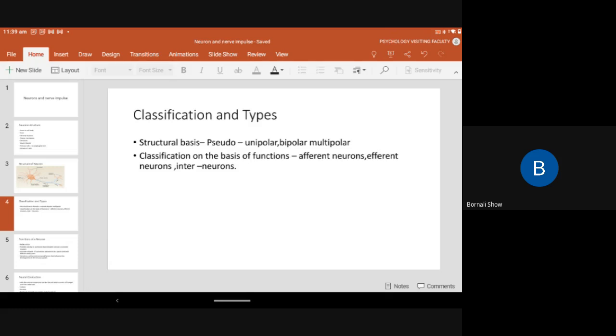Now, classification on the basis of functions. Functions means how they work. What are the functions of neurons? According to the functions, we can divide neurons into afferent neurons, efferent neurons, and interneurons. Now, what is an afferent neuron?